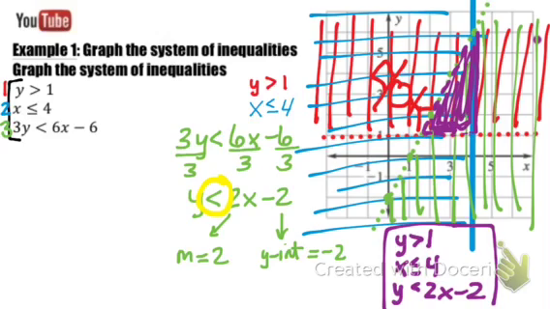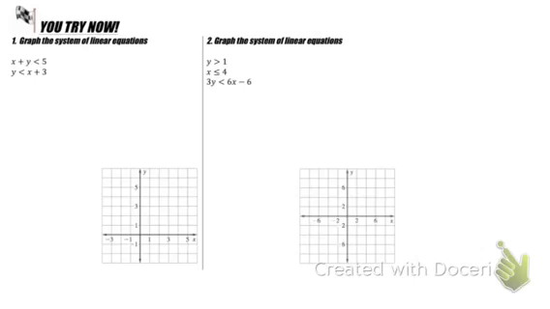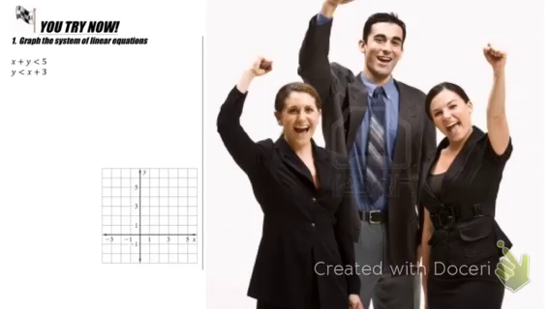So when you do this on your own, make sure that you shade properly and you can distinguish which region you're shading for which line. So really try number 1 on your own, and number 2 is basically the same thing as example 1. I'm going to have these people cheer you on while you try this on your own. So pause the video and then check back in after you're finished.